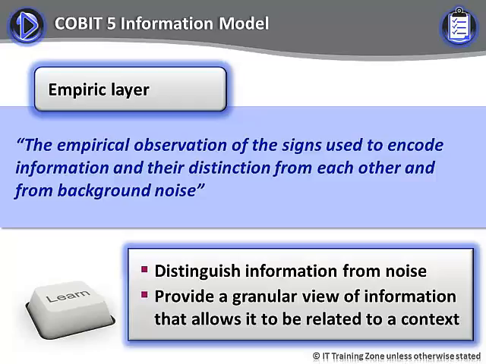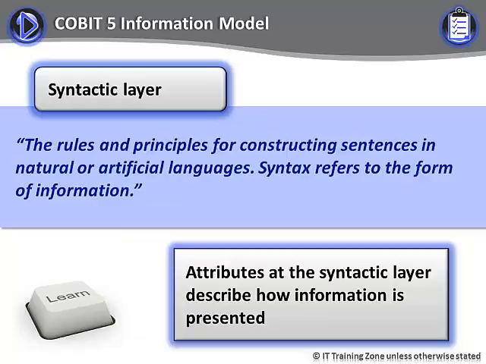But a piece of information has a specific purpose and context. It is relevant to a particular activity or decision process. Outside of that context, it is just noise. Attributes at the empiric layer distinguish information from noise and provide a granular view of information that allows it to be related to a context. An example attribute is the information access channel. This identifies the access channel of the information. We are not thinking here of a physical medium, but of, for example, a user interface.